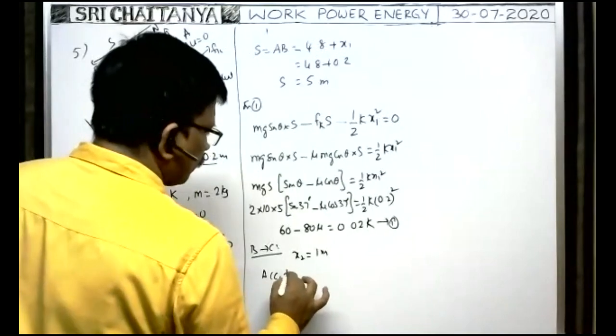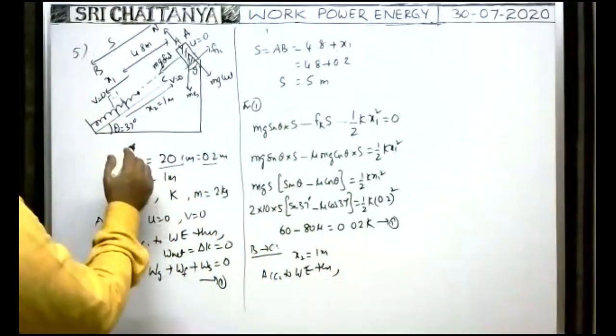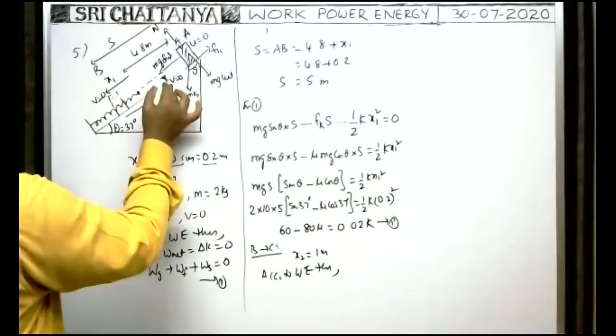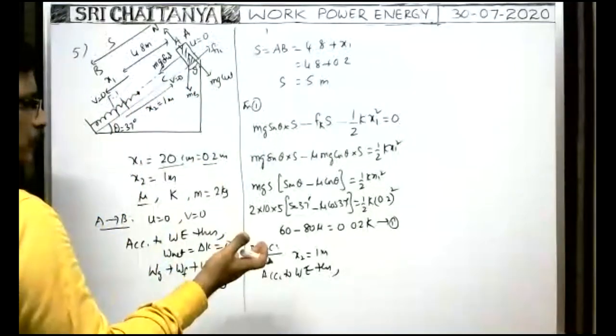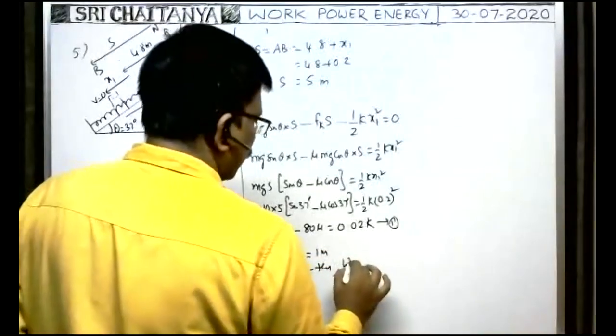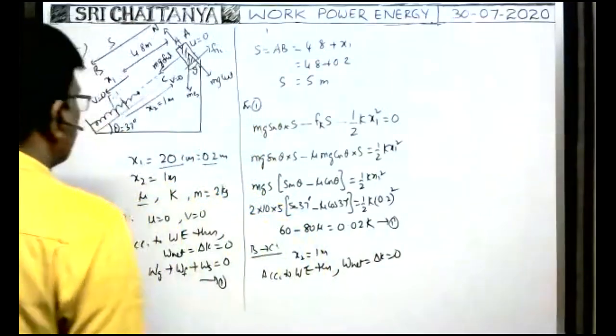According to the work energy theorem, why am I applying it here? Because velocity is 0 at B, and whenever it reaches the point C backwards, velocity again becomes 0. The change in kinetic energy is therefore 0. That's why, according to the work energy theorem, net work done is equal to change in kinetic energy, which is equal to 0.